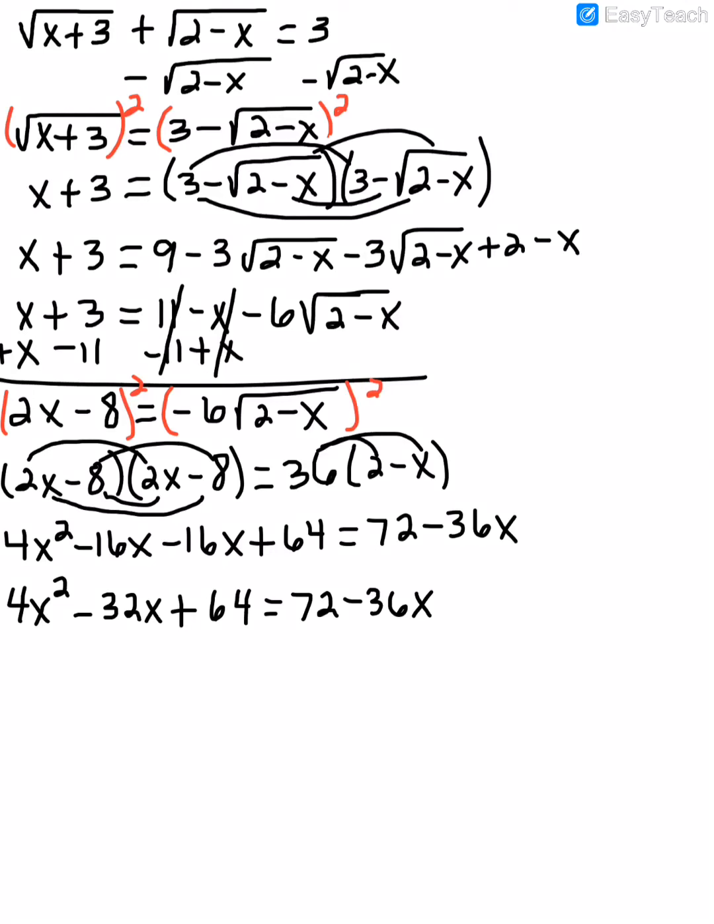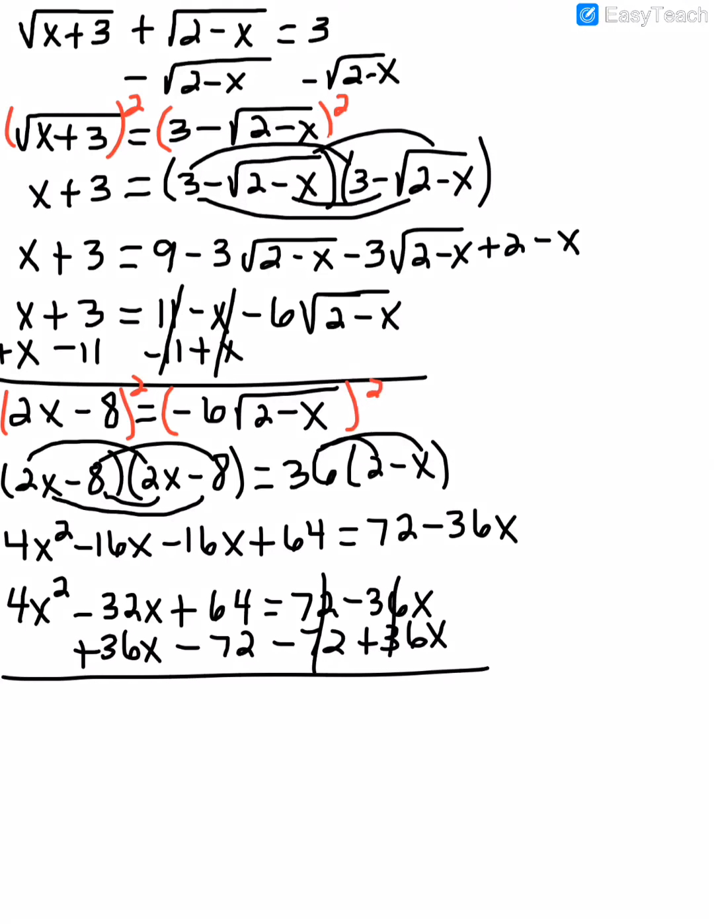So now I want to get everything over to one side of the equation. I'm going to subtract 72 from both sides, and I'm going to add 36x. And that gives me 4x squared plus 4x minus 8 equals 0.